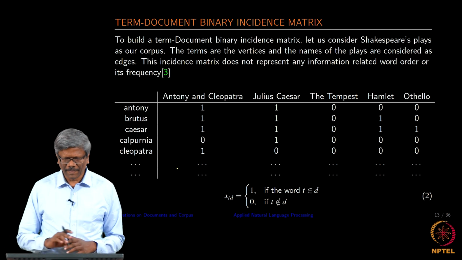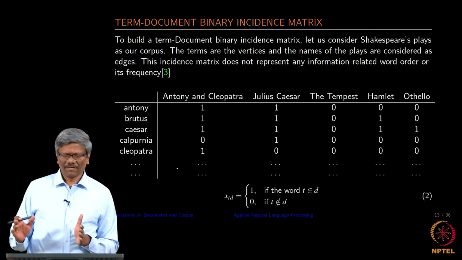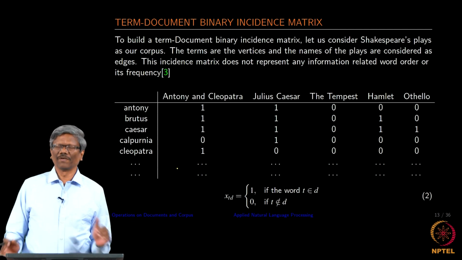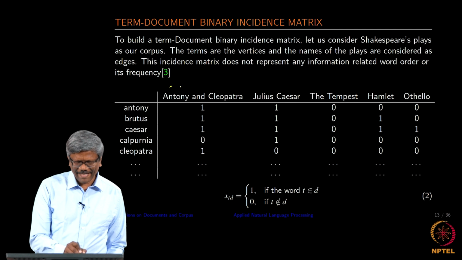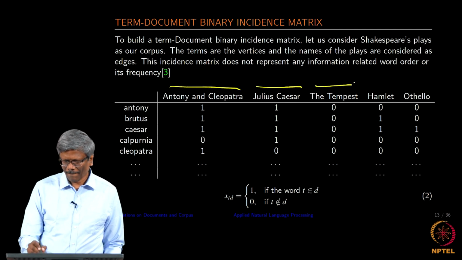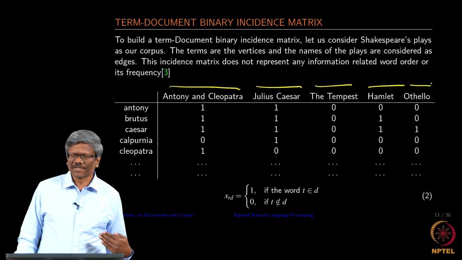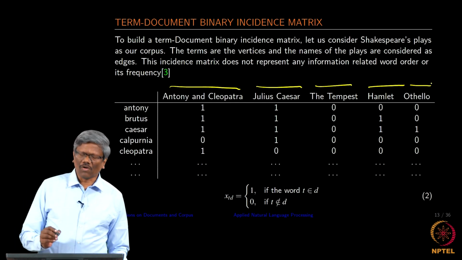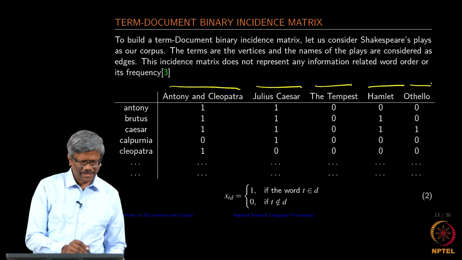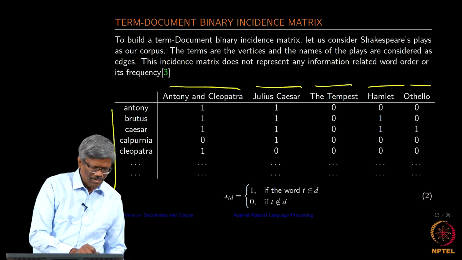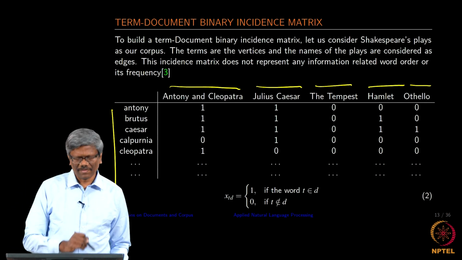Now what I am doing here is I have taken Shakespeare plays in particular as my corpus, and I have listed the play names here. I have used a tokenization algorithm and found all the words in all the plays that I have listed, and they are listed along this axis. Every word is listed in this.